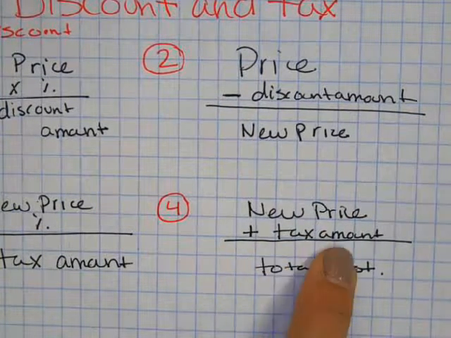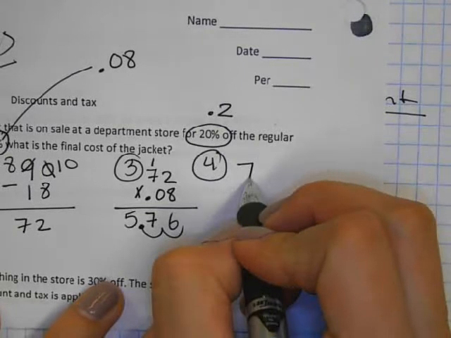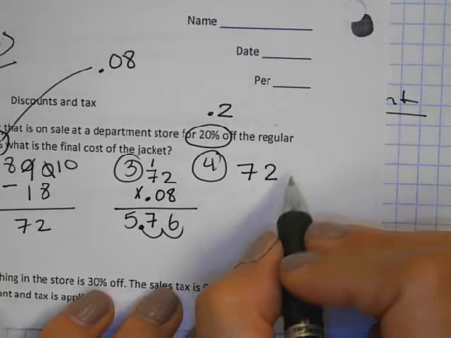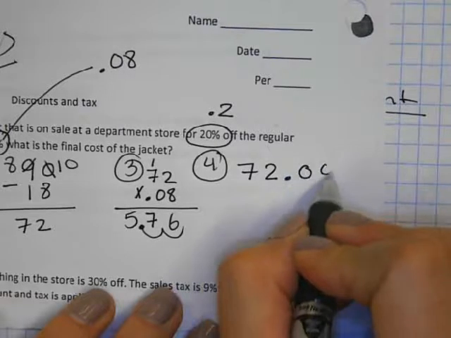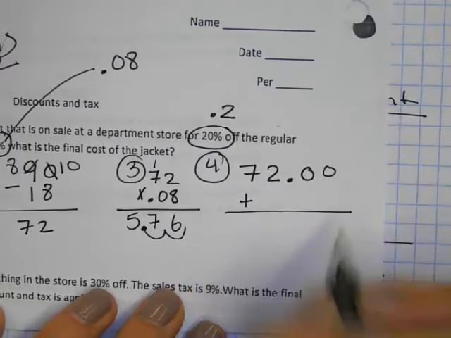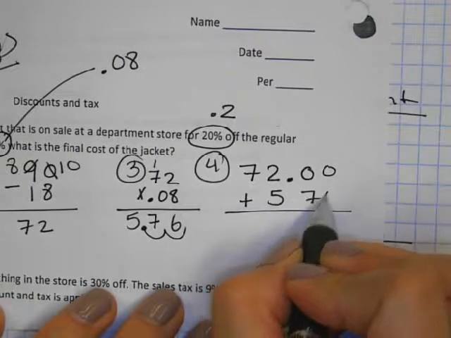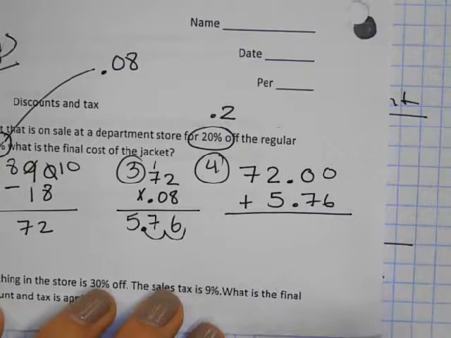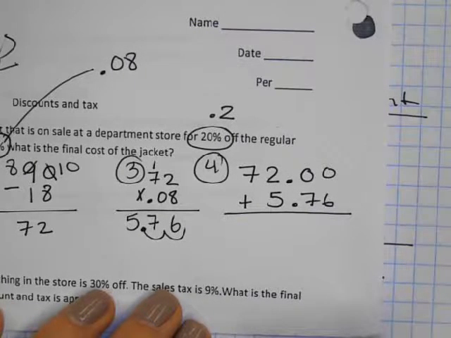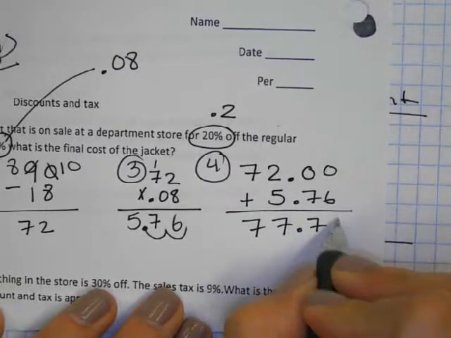The new price plus the tax amount. What's my new price again? Where is the decimal on 72? Do I add or subtract tax? What do I add? Keep going. If you can work faster than me, work faster. And our grand total is $77.76.